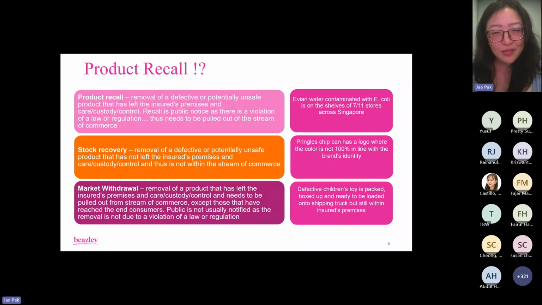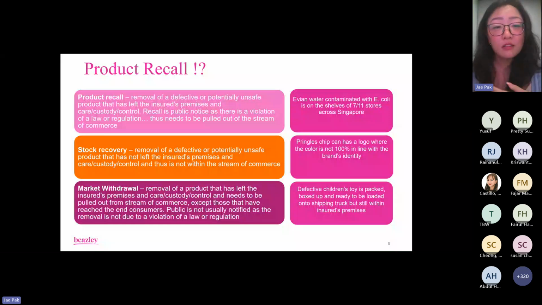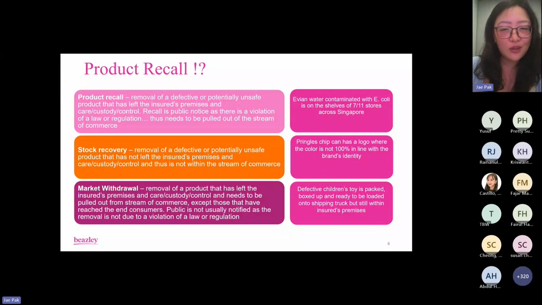And then the last example I'm going to give is a defective children's toy. It's been packed, boxed up, and ready to be loaded onto a shipping truck, but it's still within the insured's premises. Would you consider this a product recall, a stock recovery, or a market withdrawal? I'll let you guys think about the answers yourselves, and then I will unveil them.